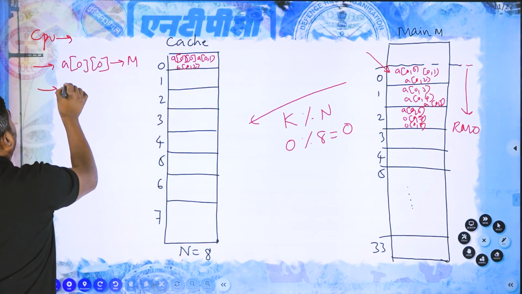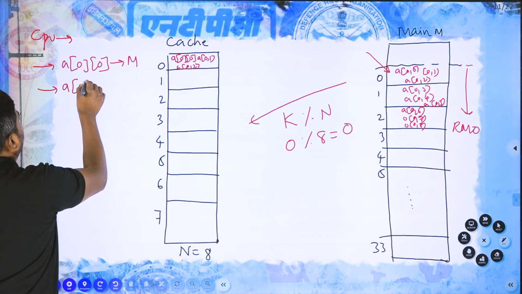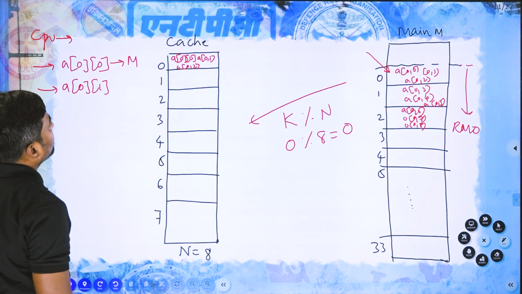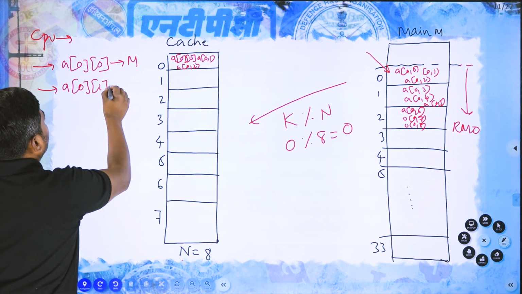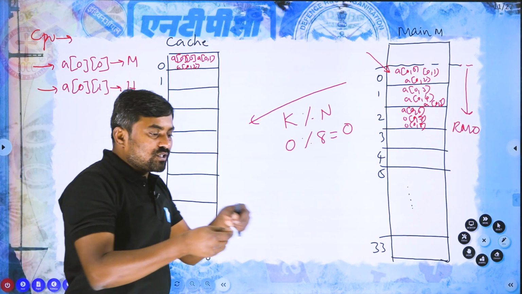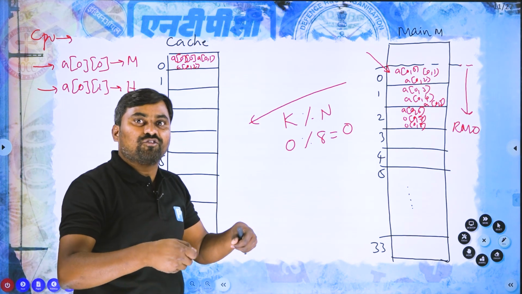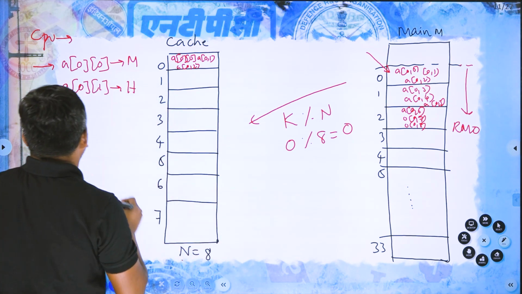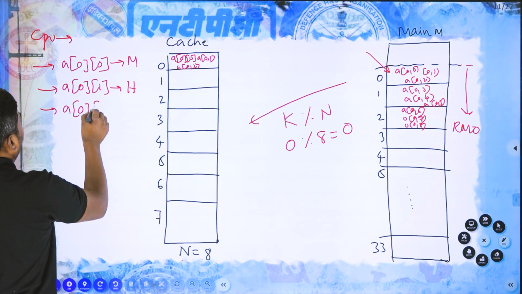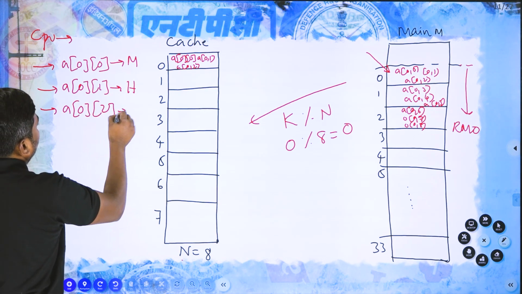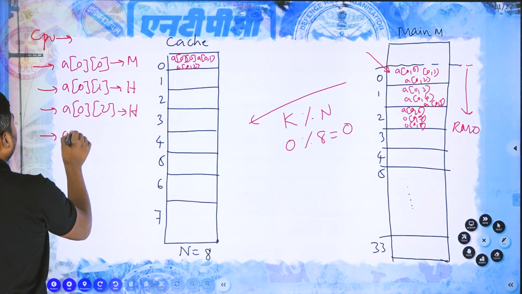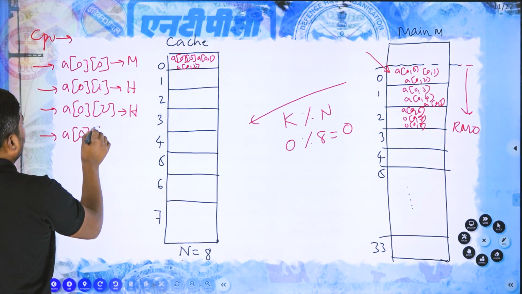Later we give it to the processor. Next time the processor generates the address for A of 0, 1. Getting my point? Is it there in the cache memory? A of 0, 1, yes, present. So I will write H. H means hit: the thing you are searching for in the cache memory is present. Then next, the processor references A of 0, 2. Is A of 0, 2 present? Yes, present. That is also a hit. Fine. So the next reference goes to A of 0, 3.